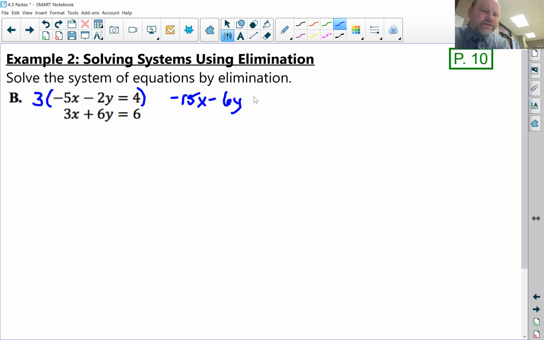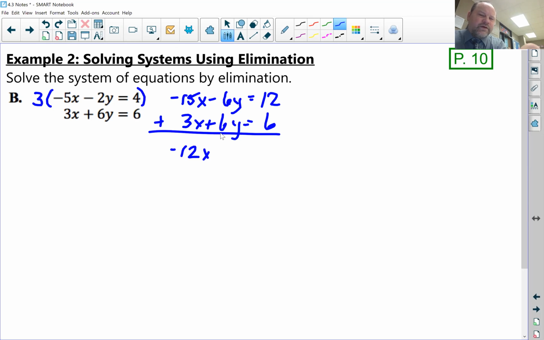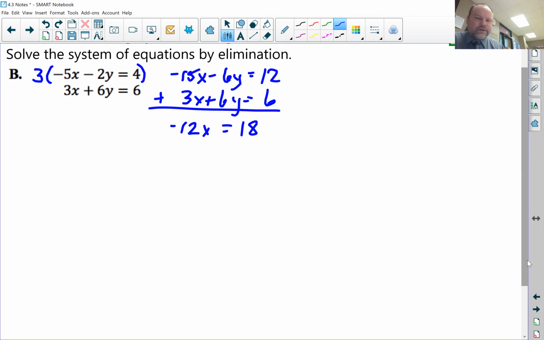So I get negative 15x minus 6y equals 12, and 3x plus 6y equals 6. And then I'm going to add. Negative 15x plus 3x is negative 12x. Minus 6y plus 6y is 0. 12 plus 6 is 18. Divide by negative 12. And reduce.